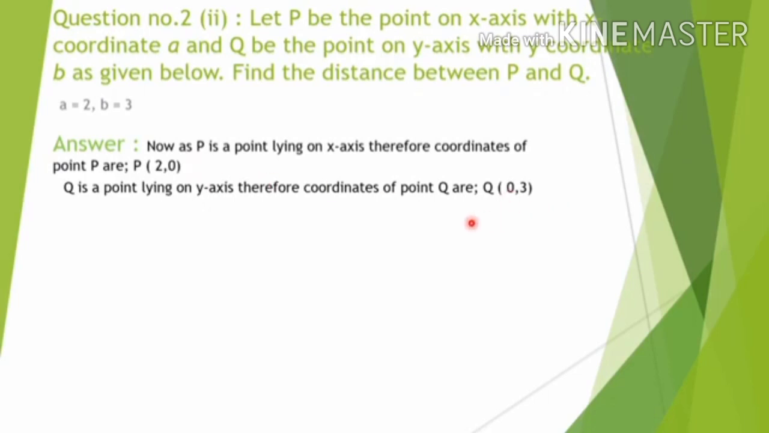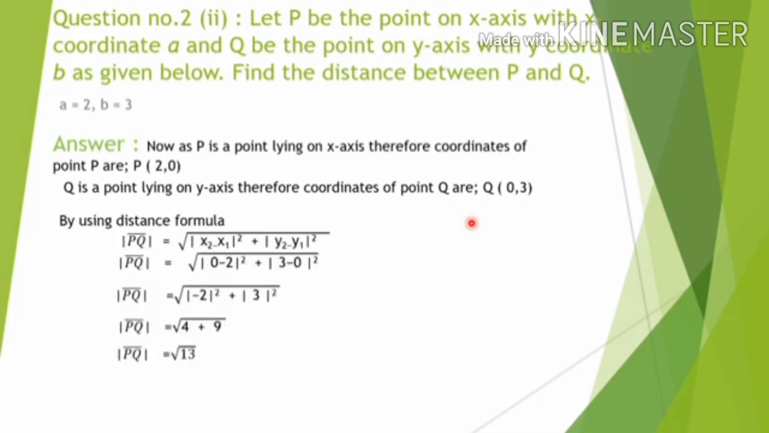Now we have to apply the distance formula. Here we'll have the difference of the x-coordinates. That is, x-coordinate of point Q is 0 and x-coordinate of point P is 2. So we will have 0 minus 2. And we will have the difference of the y-coordinates. Y-coordinate of point Q is 3 and the y-coordinate of point P is 0. So we will have 3 minus 0. So just take their squares and simplify it. And our answer would be the distance PQ is equal to square root 13. Now on the similar pattern, we can solve the next question.